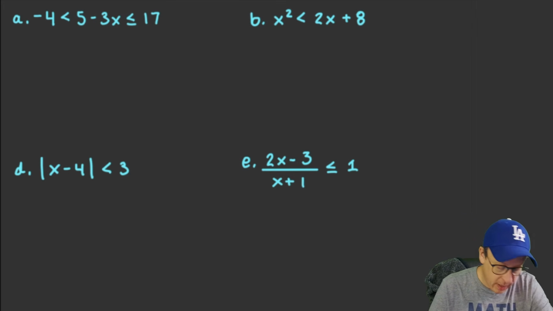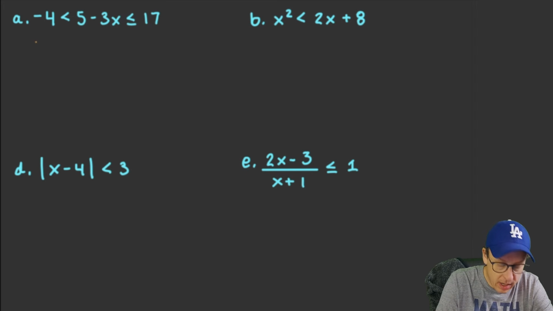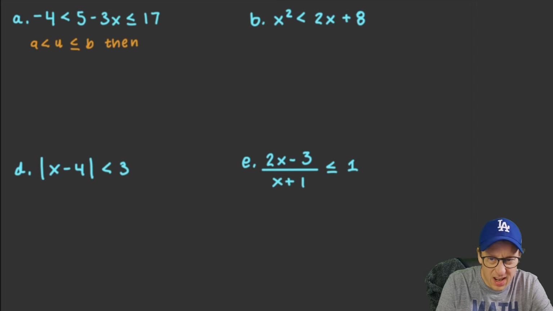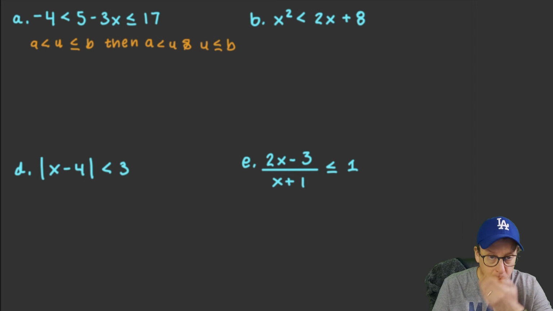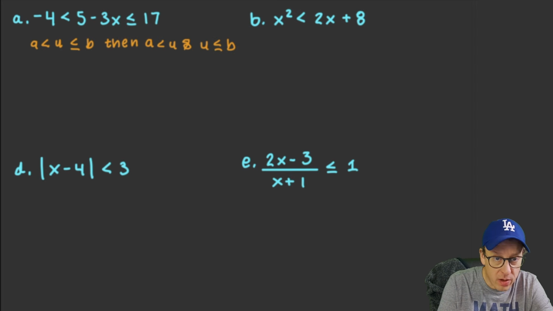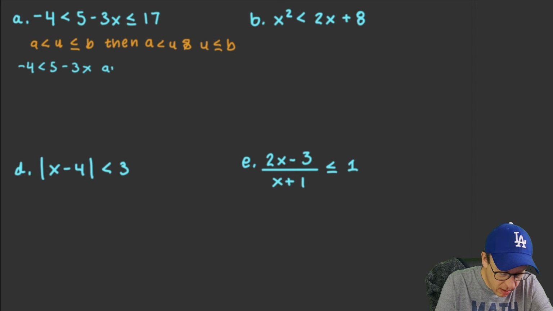Something to be aware of is if you have A less than u less than or equal to B, well, then you know that A is less than u, and you also know that u is less than or equal to B. So, let's just go for this. -4 less than 5 minus 3x, and we're also going to have 5 minus 3x less than or equal to 17.